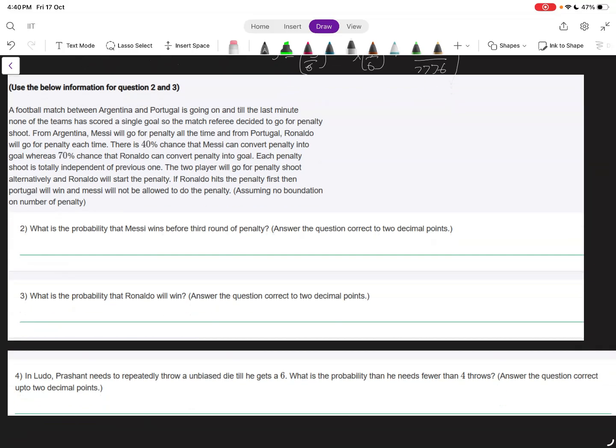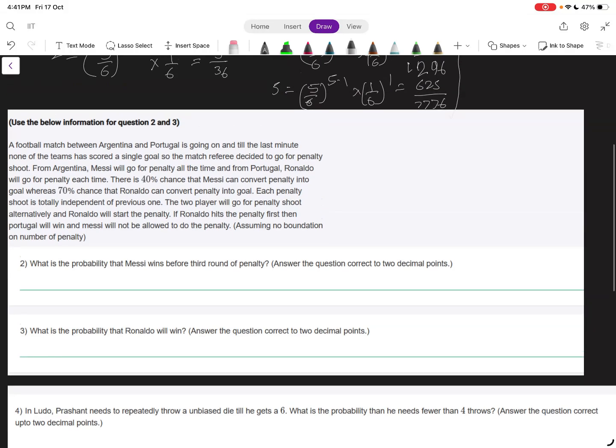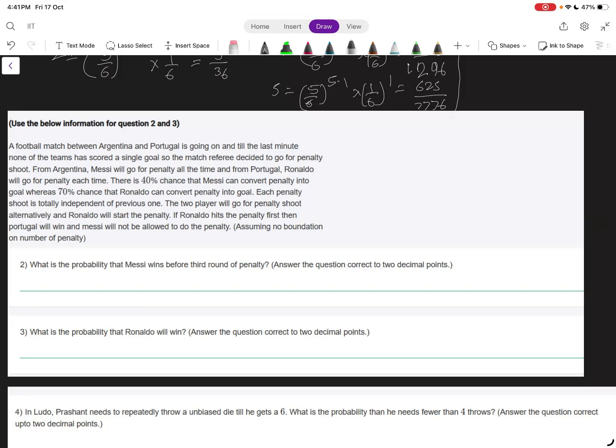Okay, complex question. Given values, we have Messi playing for Argentina. Probability to score on a penalty is 0.4. Probability of Messi hitting a goal is 0.4. Probability of Ronaldo hitting a goal is 0.7. So what's the sequence? Ronaldo is first, then comes Messi, then comes Ronaldo, and so on. Penalty shots are independent and continue until somebody scores. Let's say if Ronaldo scores first, Messi does not get to shoot next. The game ends. Ronaldo wins.